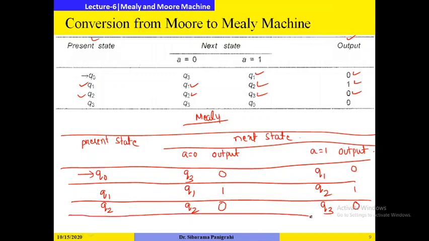Now let me write the Q3. Q3 by taking 0 as input, what is the next state? Q3. Q3 by taking 1 as input, what is the next state? Q0. So it's Q0. Q3 produces output as 0. So here it will produce 0. Here it will produce 0. So now here you see, this is the equivalent Mealy machine for the given Moore machine.